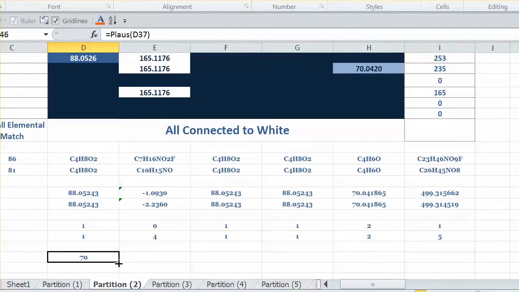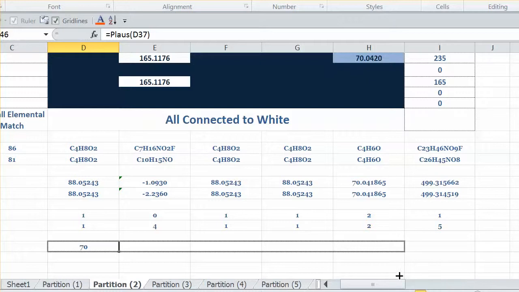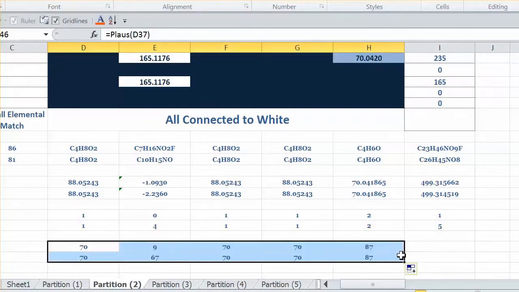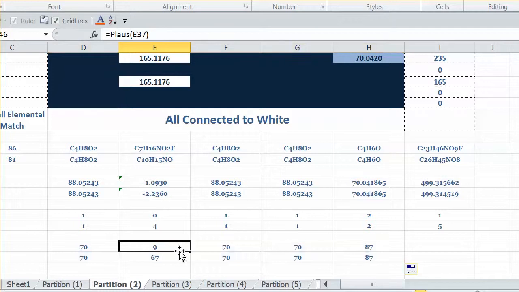And this will give us some idea of how common these particular molecular formulas are. Now, plausibility in this case, for example, C7NO2F, it's just looking at the heavy atoms, and this is the most uncommon.